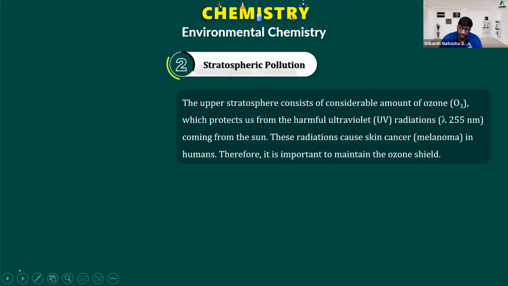In the stratosphere, the upper stratosphere consists of a considerable amount of ozone layer, that is, ozone is present, which is protecting us from the harmful UV radiations, whose lambda is 255 nanometer, coming from the sun. These radiations cause skin cancer in humans, therefore it is important to maintain the ozone shield. If the ozone layer is disturbed, the UV radiation will directly hit the earth's surface, and obviously human beings are going to be affected to a great extent, right?